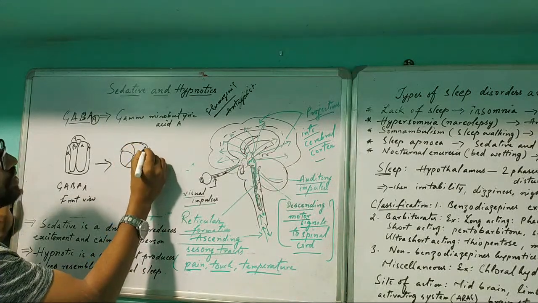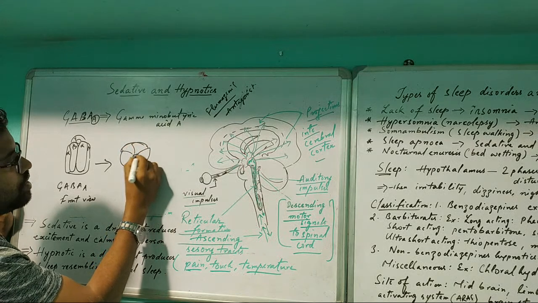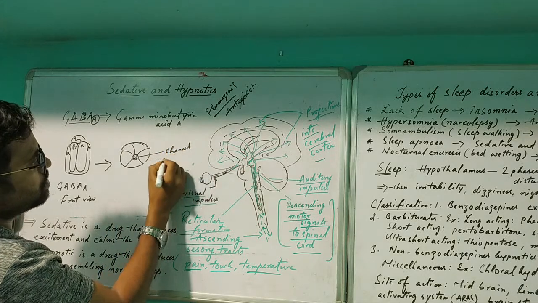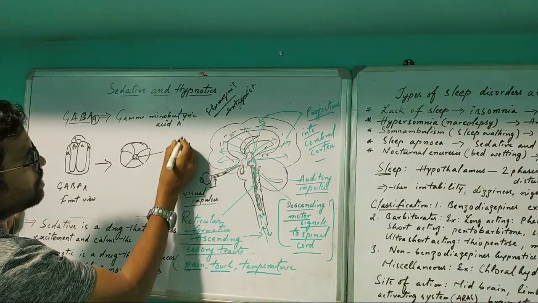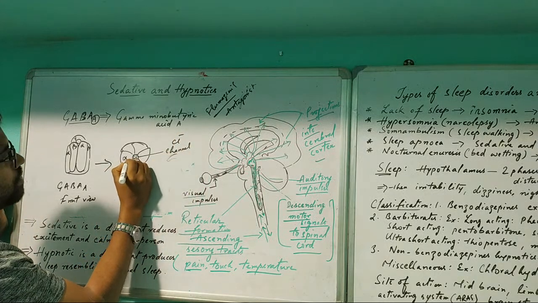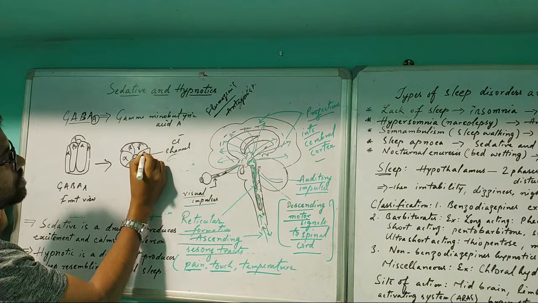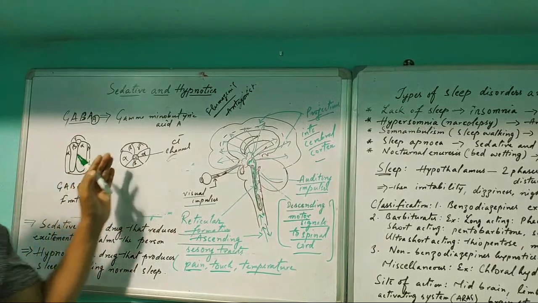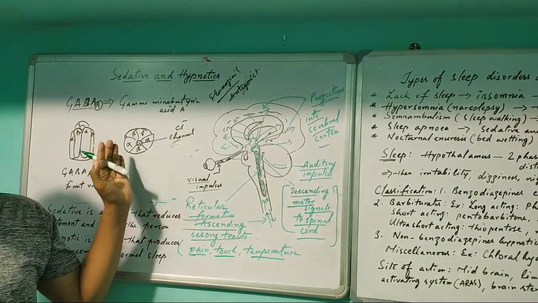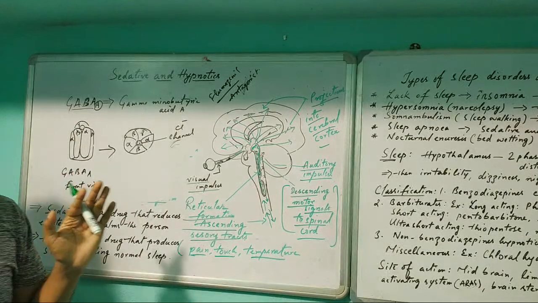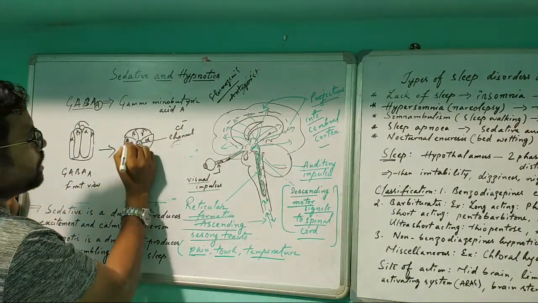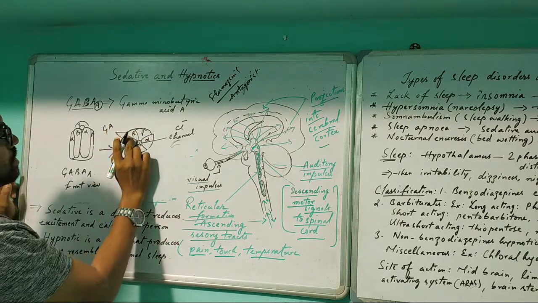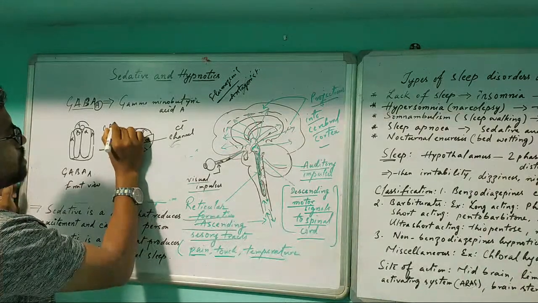So in top view, this is the chloride channel. And this is alpha, this is beta, this is gamma, and this is again alpha, this is beta. It means two alpha and beta subunits and one gamma subunit. So in between alpha and beta, the GABA binding site is there.